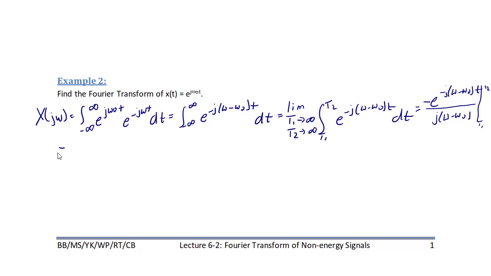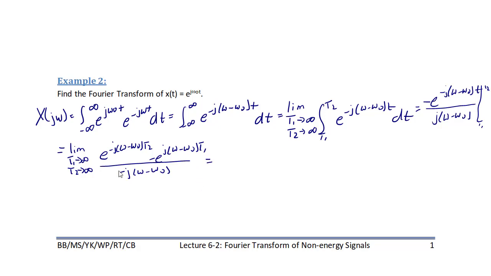which equals the limit as t1 approaches infinity and t2 approaches infinity of e to the negative j omega minus omega naught t2 minus e to the j omega minus omega naught t1 divided by negative j omega minus omega naught. So we're going to do two substitutions in the next step. I'm going to let t equal t1 and t2.